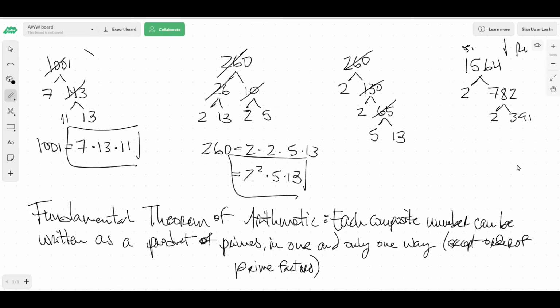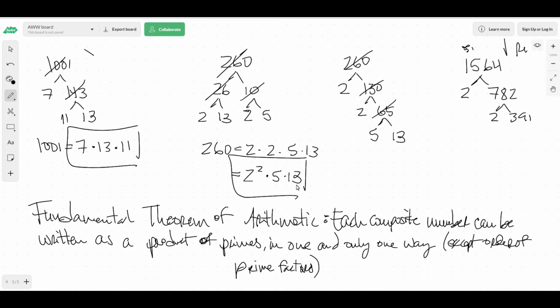Each composite number, so any number that is not prime, can be written as a product of primes in one way only. So it's not like you can have a bunch of different products and change them out. You can't have 2 squared times 5 times 13 and then say 260 is also 7 squared times 5 times 13. You can't change the numbers. It's just that you can change the order.